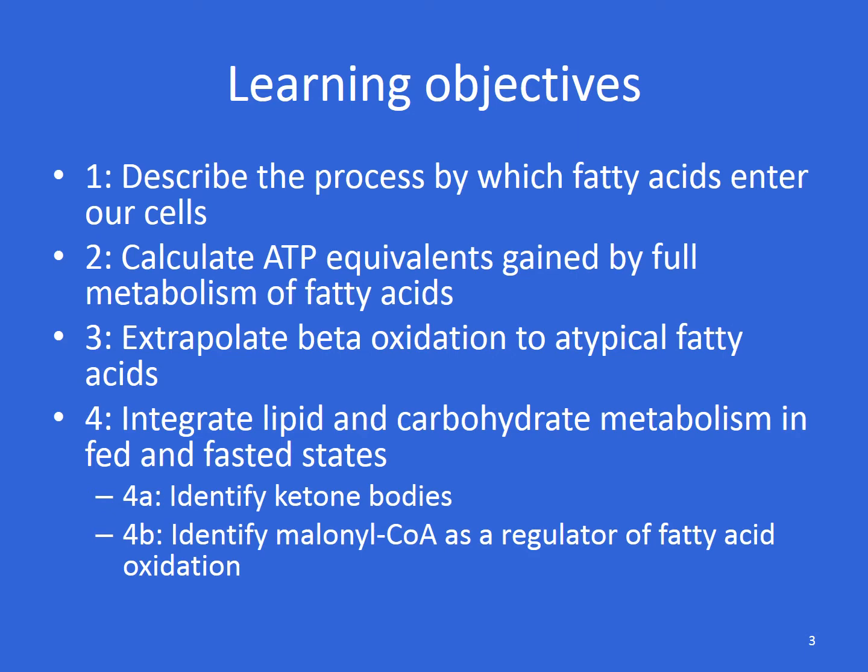Today we'll have 4 learning objectives with a couple of sub-learning objectives. First, we'll describe the process by which fatty acids enter our cells. We'll calculate ATP equivalents gained by full metabolism of fatty acids, similar to what we already know how to do for glucose. We'll extrapolate beta-oxidation of fatty acids to other atypical fatty acids. And we'll integrate lipid and carbohydrate metabolism together to see what our body does when we eat and when we're hungry. And the 2 sub-objectives, we're going to identify ketone bodies and identify malonyl-CoA as sort of a regulator for fatty acid oxidation. And those fold into objective number 4.